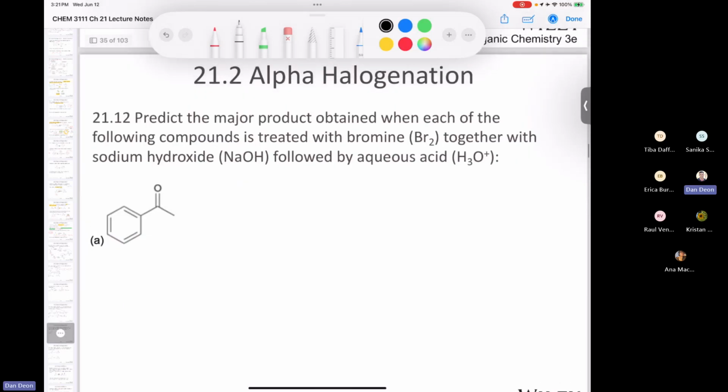Predict the major product when each of the following compounds is treated with bromine and aqueous sodium hydroxide, followed by aqueous acid. So in the first step, we're going to treat it with sodium hydroxide and Br2. And in the second step, we're going to treat it with aqueous acid. This is the haloform reaction.